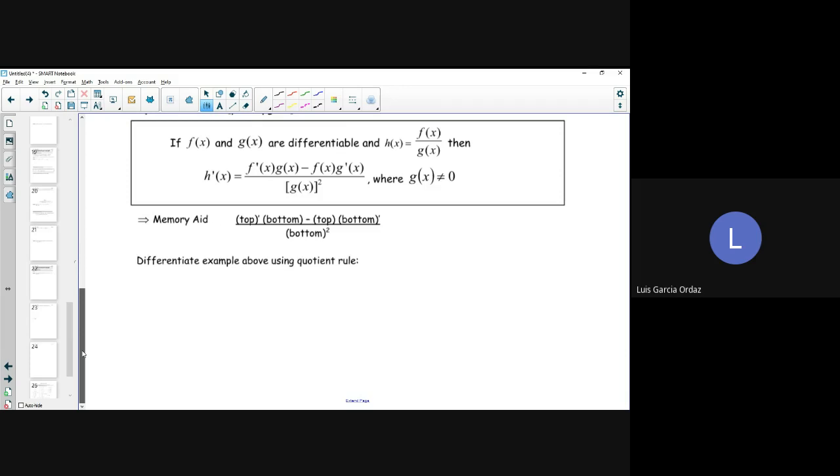So now we want to use the same example above. We have f of x is 6x cubed minus 1, and we have g of x is equal to 2x. So once we combine them, we get h of x is equal to 6x cubed minus 1 over 2x.